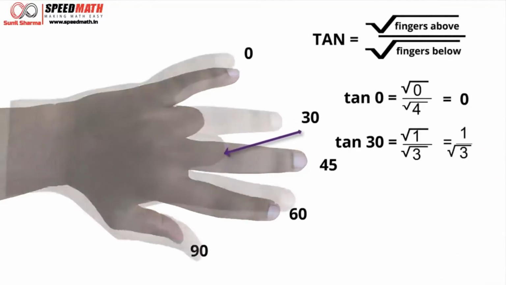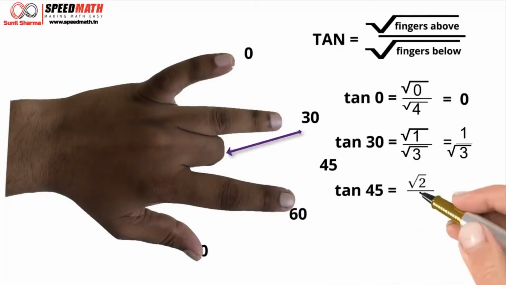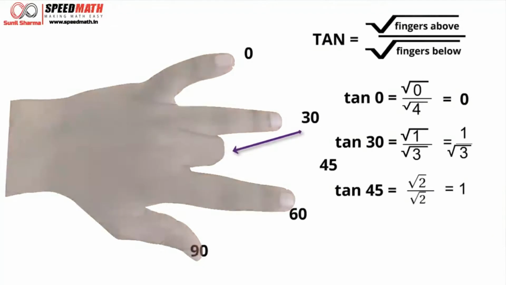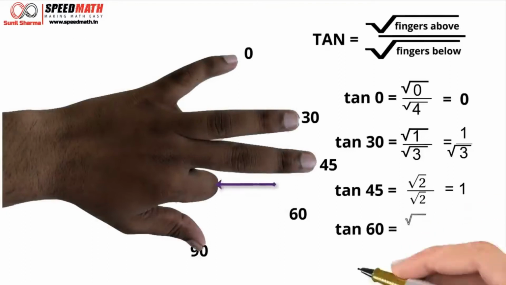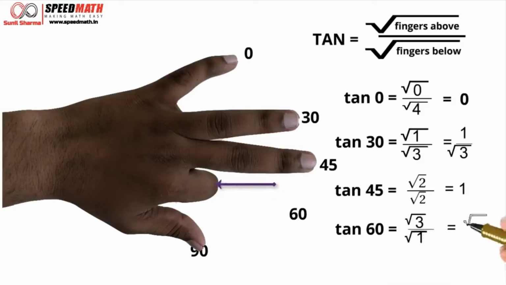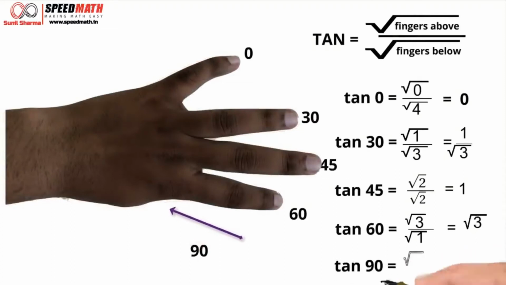Now let's find tan of 45. Now you can see above middle finger we have 2 fingers and below middle finger we have 2 fingers. So we'll get root of 2 upon root of 2, which is 1. Now let's find tan 60. So you can see above index finger we have 3 fingers and below we have 1 finger. So tan of 60 will be root of 3 upon root of 1, which will give us root 3. So tan of 60 is root 3. Now let's find tan of 90. Now you can see above thumb there are 4 fingers and below there are no fingers. So root of 4 upon root of 0, that will give us 2 upon 0. But you all know that if in the denominator we have 0, then that fraction is not defined. So tan of 90 comes out.